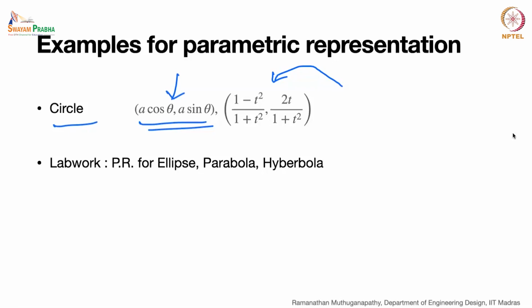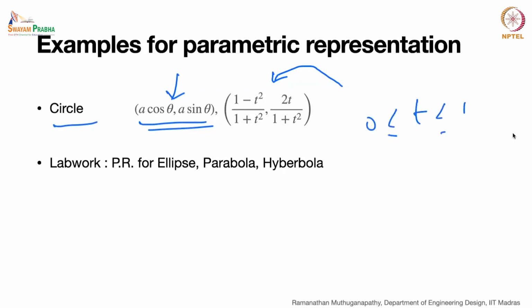You have to have the bounds correctly. This is theta going from 0 to 2 pi, and your t is lying between 0 and 1. You can see what the other parametric bounds are, which is always a bounded entity.